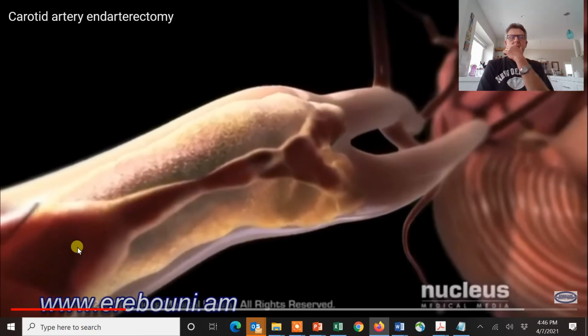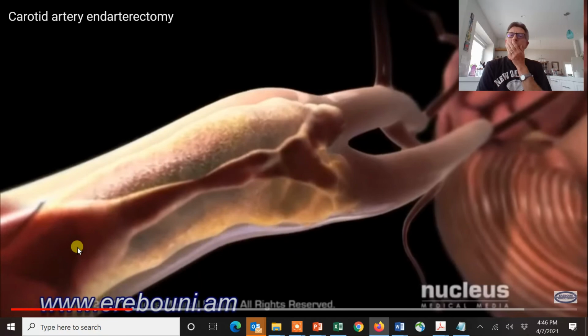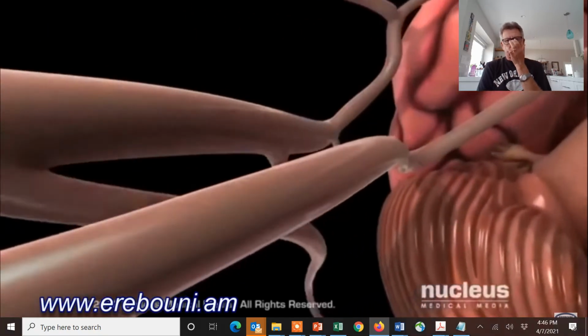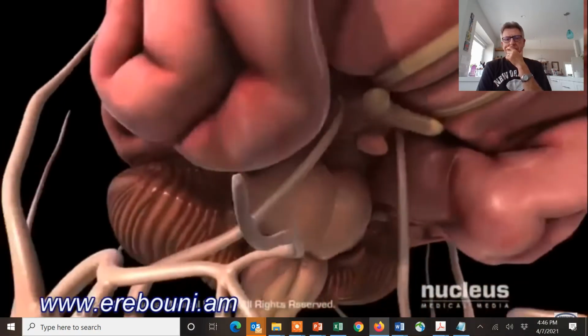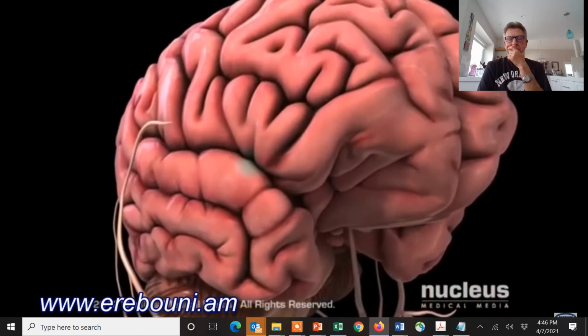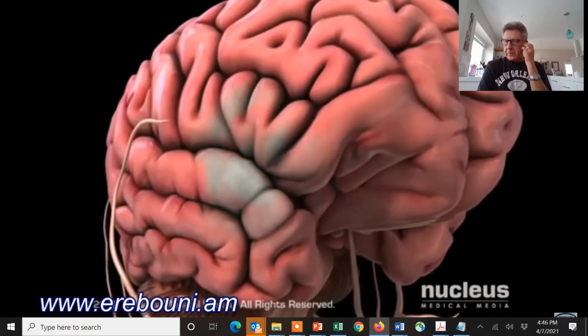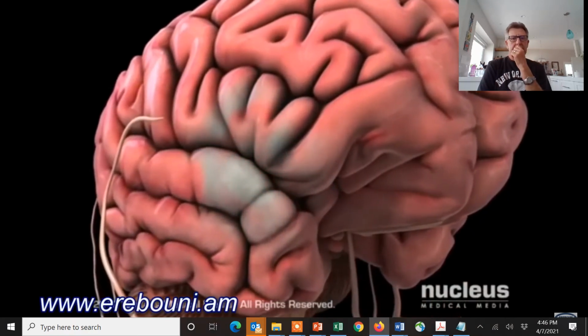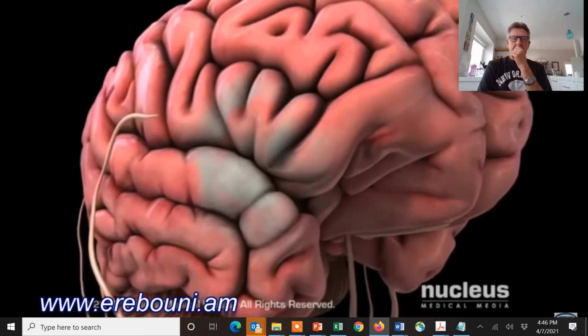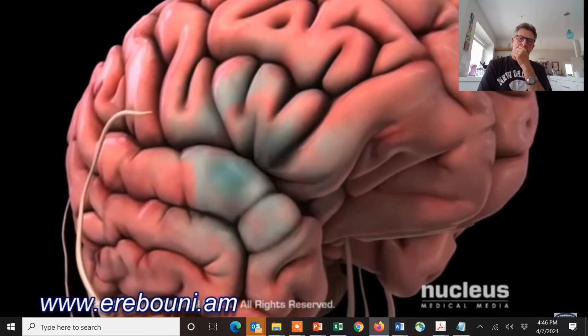This blockage or narrowing is called a stenosis. If blood flow to the brain is blocked temporarily, a transient ischemic attack, also known as a TIA, may occur. When the blood flow is completely obstructed, as in a carotid artery blockage, a stroke can occur.